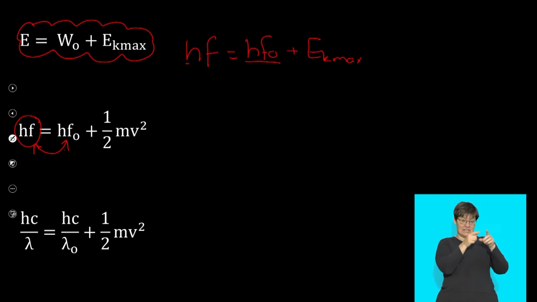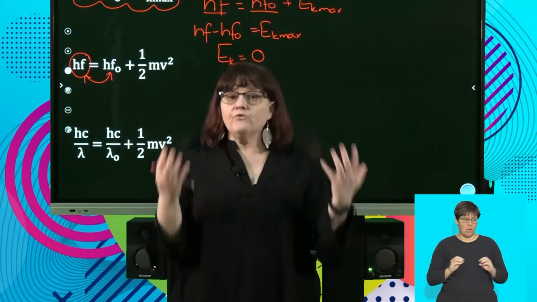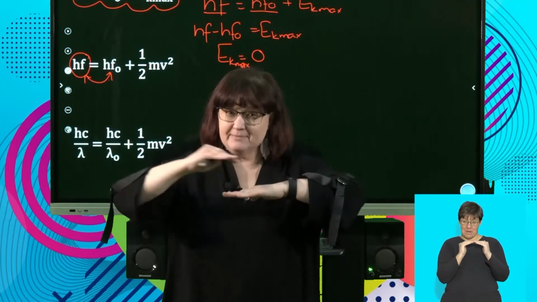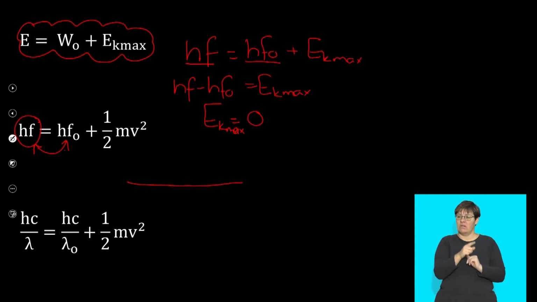if this value and that value are equal, when I take it over, if they're the same value, then my kinetic energy is 0. Well, if the electrons don't have any energy, they can't move anywhere. All that happens when we meet that minimum energy is literally the electrons do this. So there's my little electron. The photon comes along, hits it, and the electron goes, fine, I'll sit on the surface then.